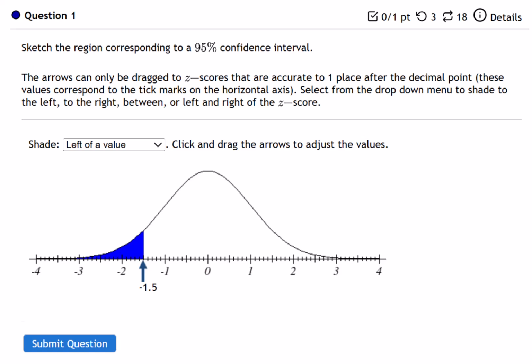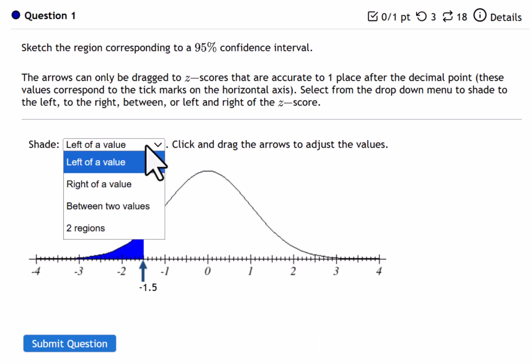Our problem asks us to sketch the region corresponding to a 95% confidence interval. To do that, we're going to slide the arrows along the x-axis, which is really the z-scores for this problem. Notice they're only accurate to one decimal place, so that's important to know. We also need to use the drop-down menu to decide which area to shade.